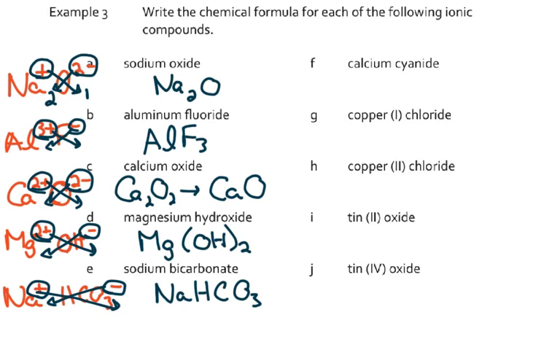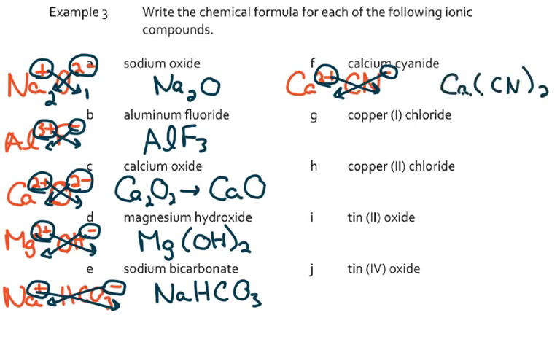Calcium cyanide. Cyanide, even though it ends with an IDE, is a polyatomic, so we'll need to look up there to find it. Calcium, Ca2+. Cyanide is CN-. Crisscross the charges. And we end up with Ca bracket CN 2.